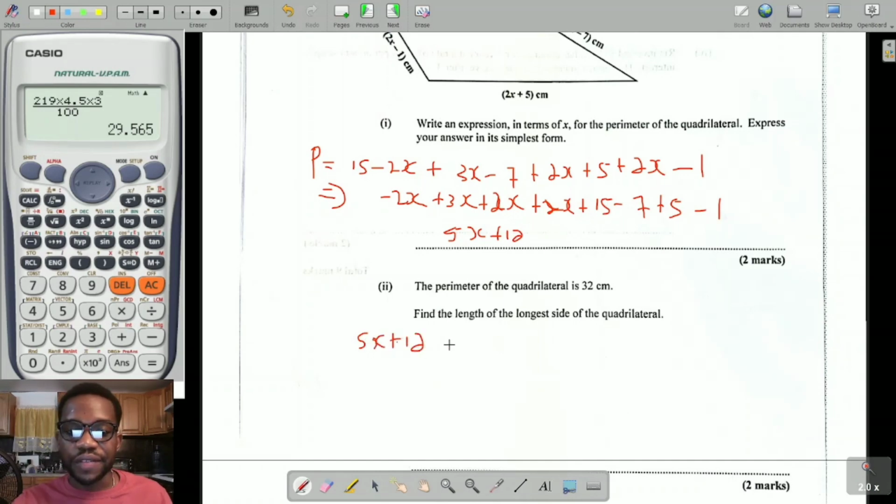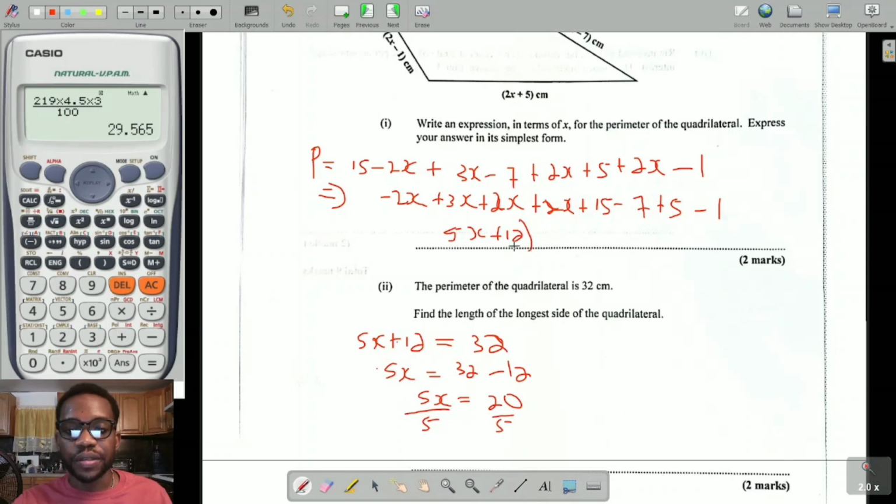But they tell us the value of the perimeter is 32. So it means that this must be equal to 32, because they represent the same thing. Now, solving the linear equation, the 12 is positive. You carry it over, so it becomes 32 minus 12. So 5x is equal to 20. And then I have 5x, so I need to get x. I divide both sides by 5.